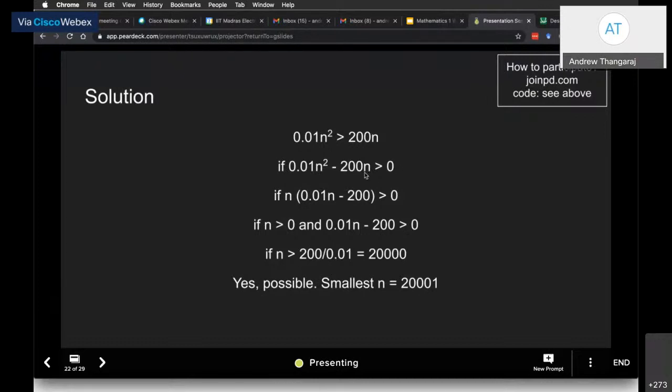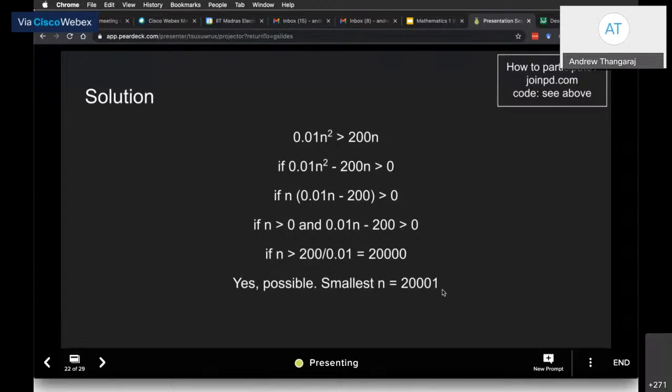Now this can be factored. You pull the n out, you have n times something. The product of two numbers is positive, which means what? Each of the numbers could be positive. Of course, each could be negative, but we are not looking at negative. So we know n is positive, so it has to happen that 0.01 n minus 200 is greater than 0. Now, is that possible? You push 200 to that side, divide by 0.01. Yes, it's possible if n is strictly greater than 20,000, and n is an integer, so the smallest n is 20,001.